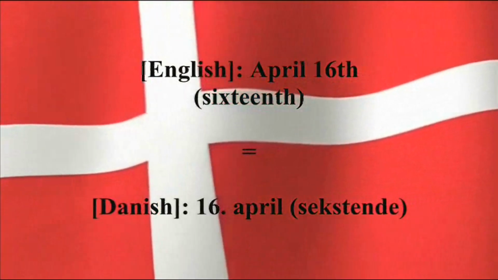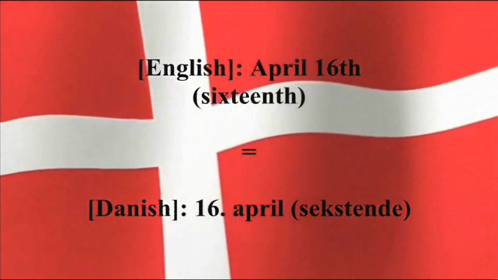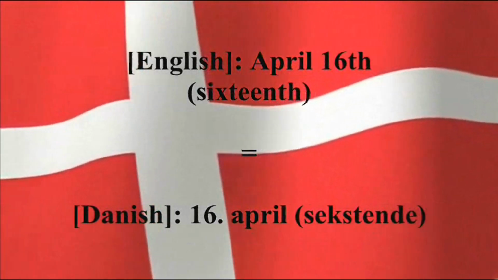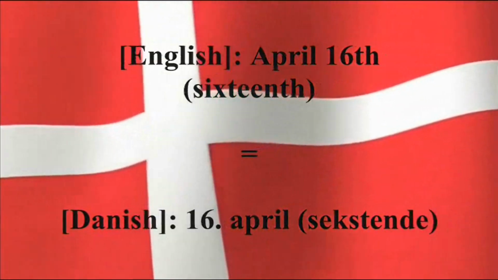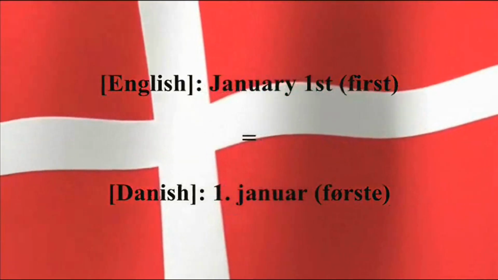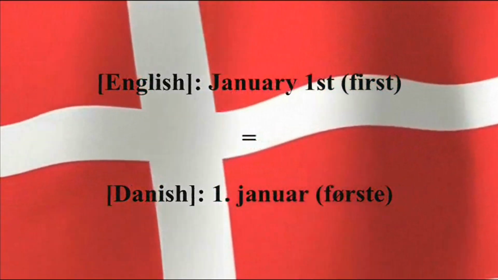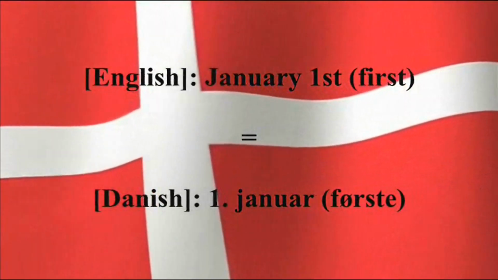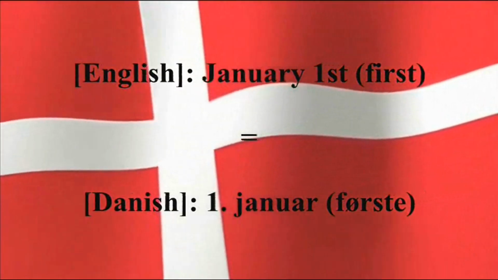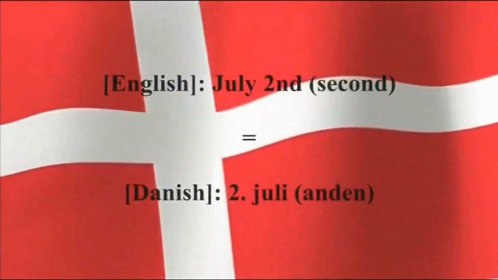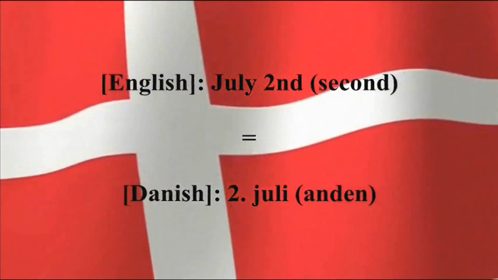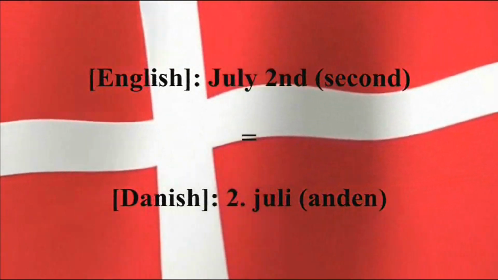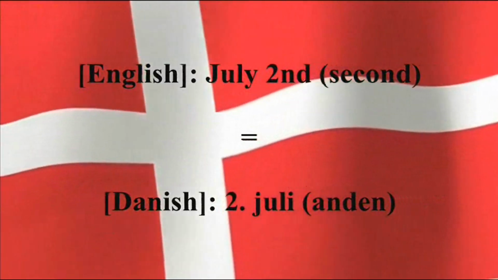April the 16th. In Danish we call it 16. april. January the 1st. In Danish we call it 1. januar. July the 2nd. In Danish we call it 2. juli.